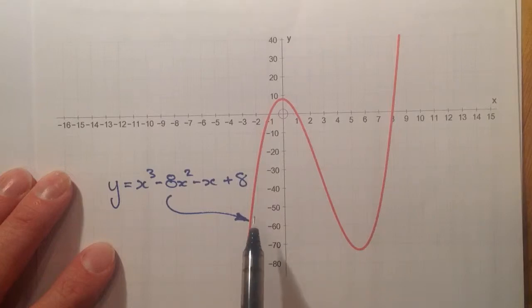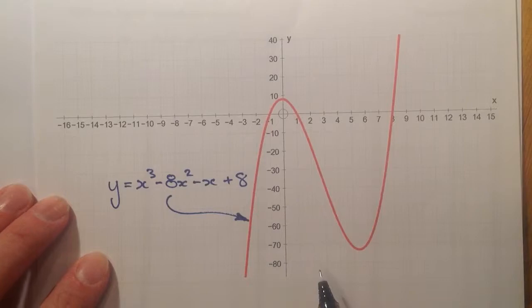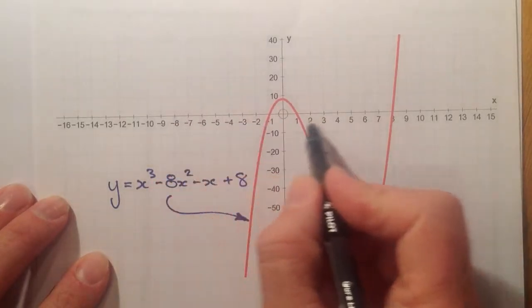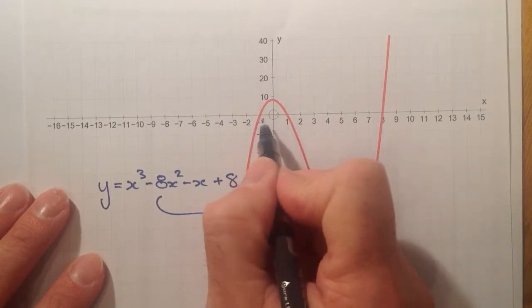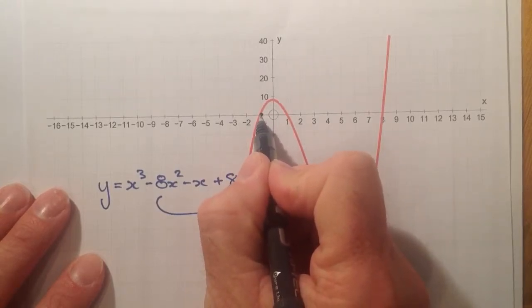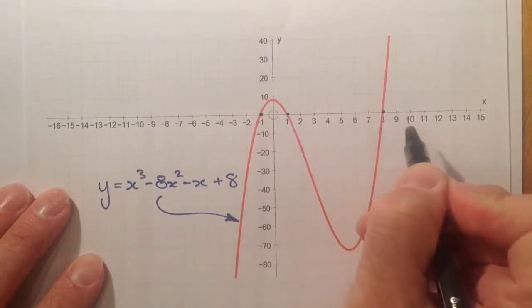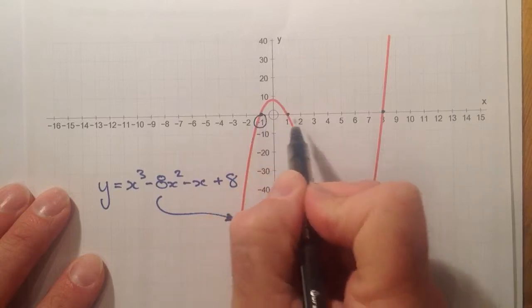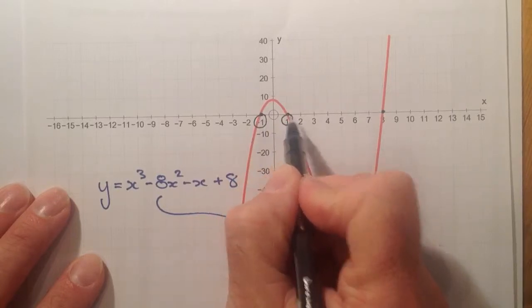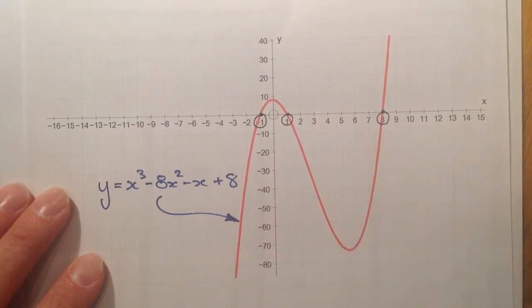I'm interested in is where the roots of that graph are, and the roots, remember, are just where it crosses over the x-axis. So where it crosses the x-axis, what I'm looking to find is this point here, this point here, and this point here. So what I'm expecting to find is that x is equal to -1, x is equal to 1, and x is equal to 8. So that's it graphically.